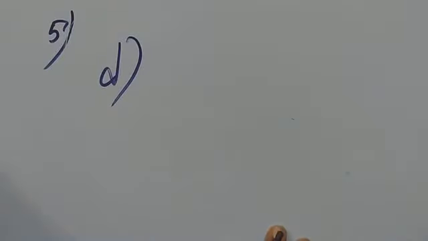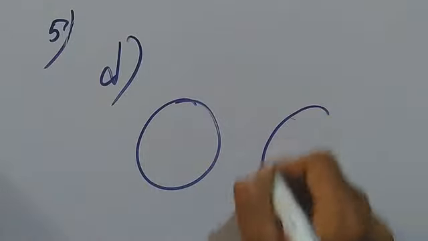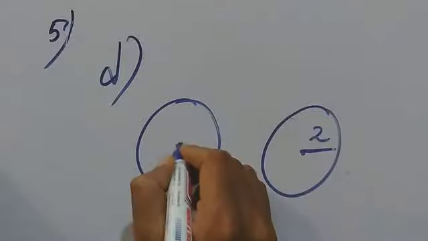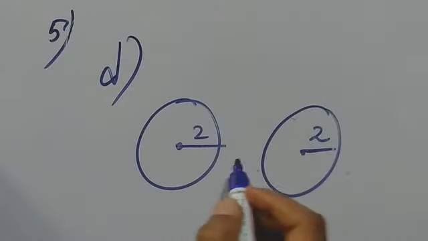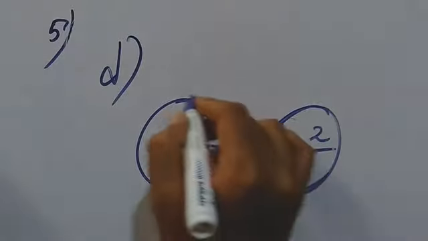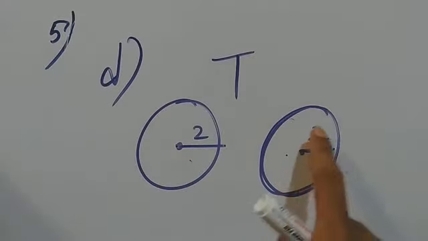Question number D. If two circles have the same radii, then they are congruent. Yes. Now you draw two circles such that their radii are the same. Suppose this radius is 2 centimeter. Here also you have to take 2 centimeter. If you look at both, the radius is the same, that means the size of both circles will be the same. So the answer will be true. See, both the circles look the same. Radius is 2 centimeter, 2 centimeter.